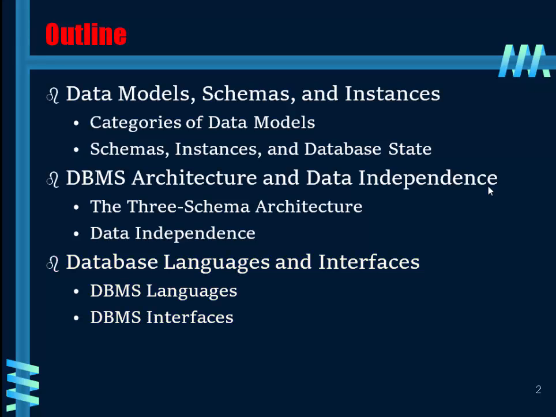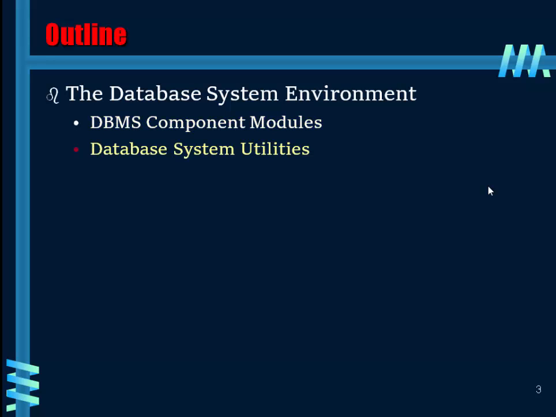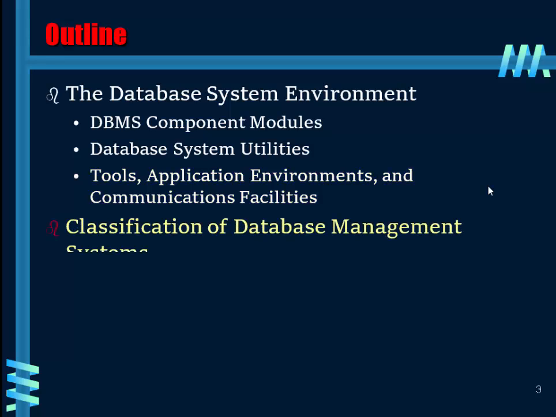After that, we will discuss the database system environment, which consists of several component modules, and then the system utilities of the database system. At last, we will discuss tools and application environment and communication facilities which are available in the database system environment. Then we will see on what basis we make a classification of database management systems. So let us start the first concept, that is, data models, schemas, and instances.